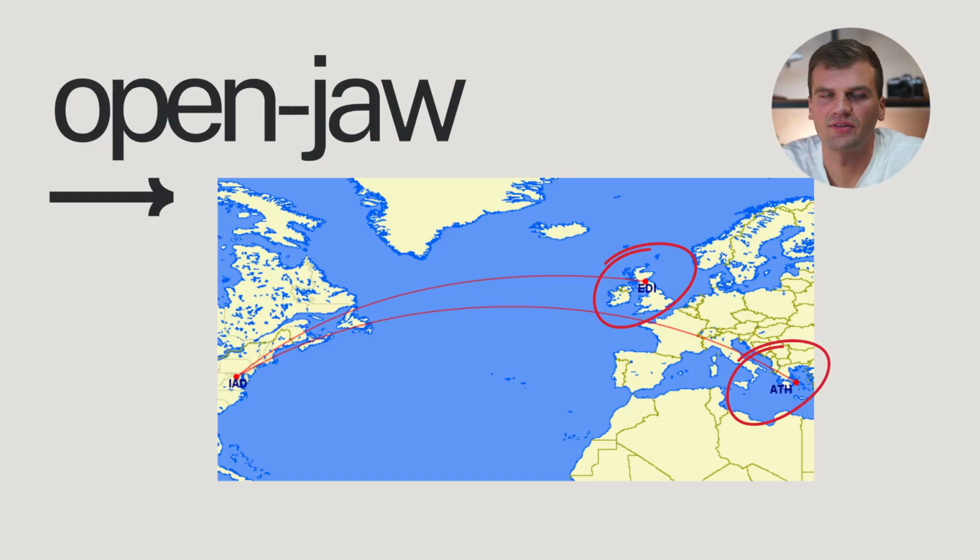Open jaw means that you fly into one airport and out of another, or conversely, you fly out of one airport and into another. This can be a great way to see Europe, for example, without having to return all the way to Scotland. If you booked this flight to Scotland and you wanted to go down to Greece, you don't have to get back to Scotland. You can just find your way to Greece and then book the flight back from Greece. Again, you're not going to pay anything different than the round trip price. Not all airlines allow this one either, but some of them do, and it's a great way to get more trips for your miles.